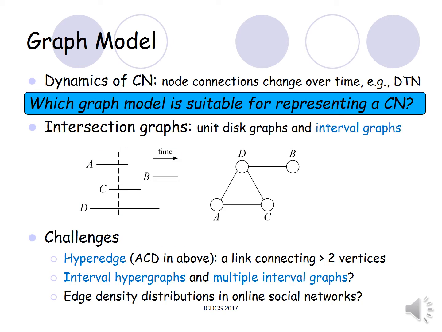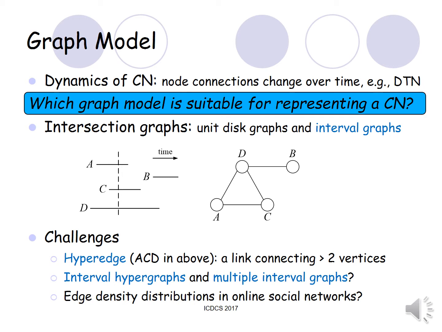Traditional graph is not sufficient to represent the dynamics of complex networks. So what is the right graph model for representing a complex network? There is a lot of work being done in this area. One special type of graph is called intersection graph, such as unit disk graph for MANET. Today I'll talk about another type of intersection graph called interval graph.